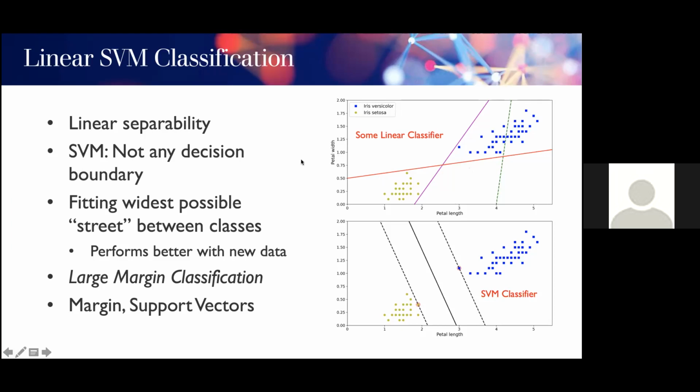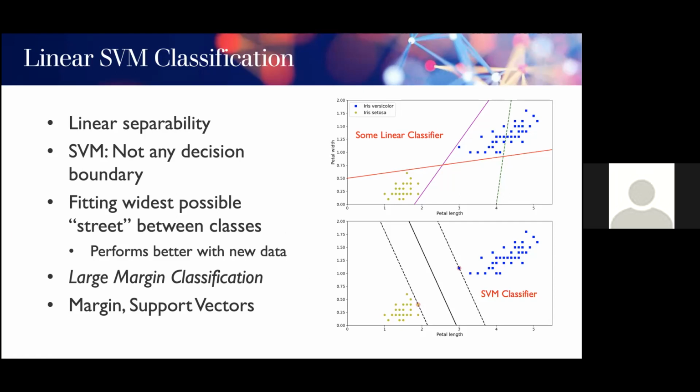But the objective of the support vector machines is similar to the perceptron. Try to draw a separable line between the classes, but draw the widest possible street between the classes. So what happens with that is your new data performs better on classification compared to the bad examples that were shown above. And so this is often called hard margin classification or large margin classification.